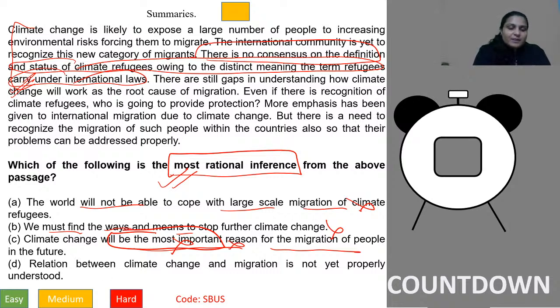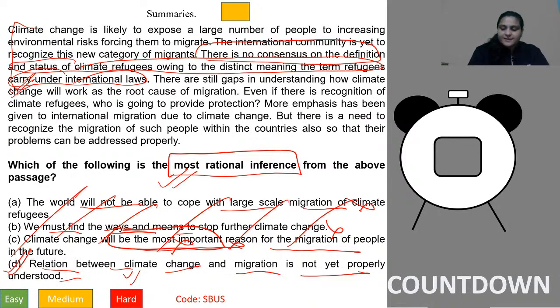So obviously, the fourth option and the first 4 lines: we still don't know, we don't have a definition for climate change refugees. The international community still does not recognize this new category of migrants. And finally, since the first three options cannot be related as a rational inference, option D, relation between climate change and migration is not yet properly understood, is your most appropriate answer.